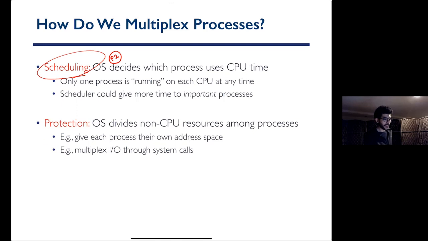The second thing that is needed for multiprogramming is protection. You need to protect processes from each other. If you are to timeshare, you want to really protect processes from each other, and you also want to protect the operating system from the processes.